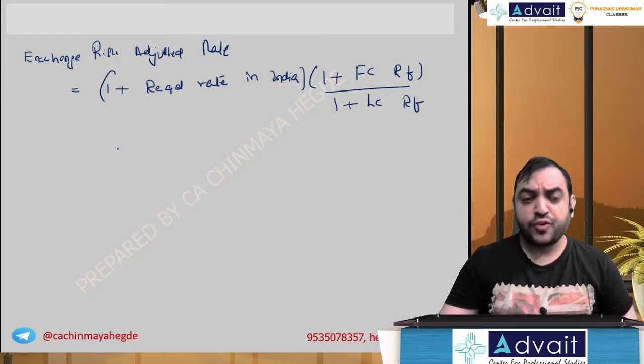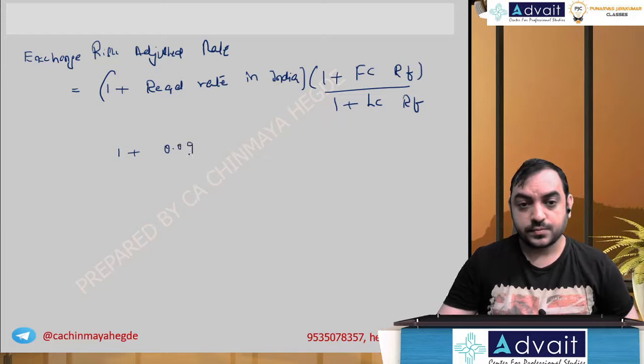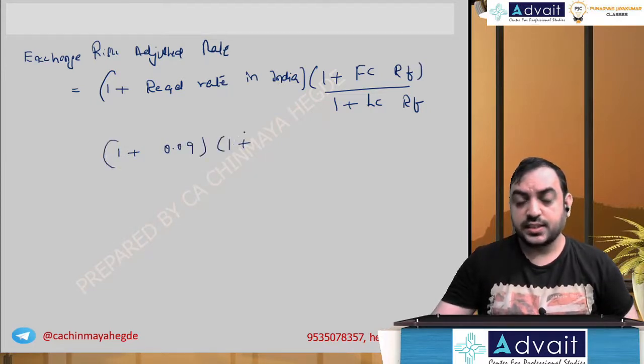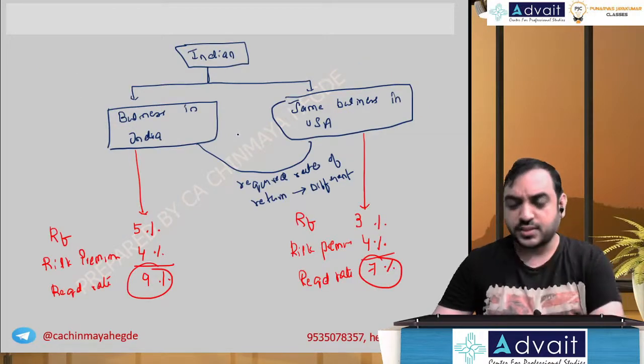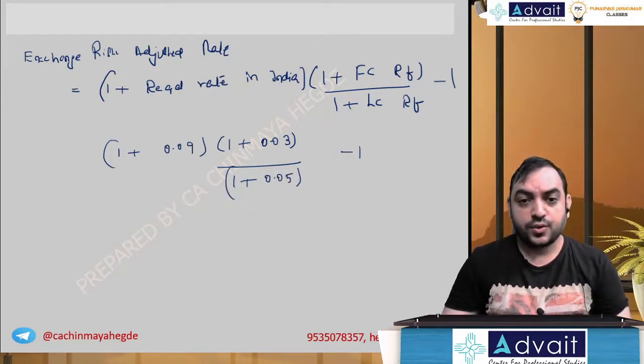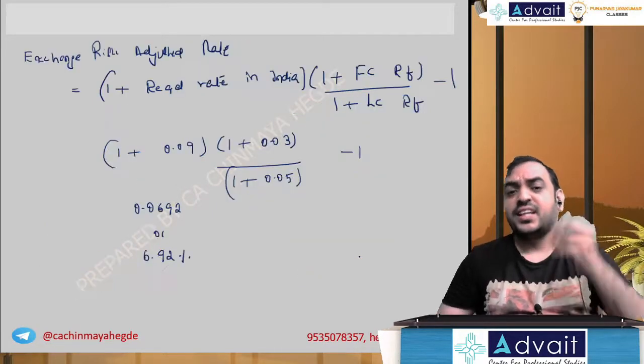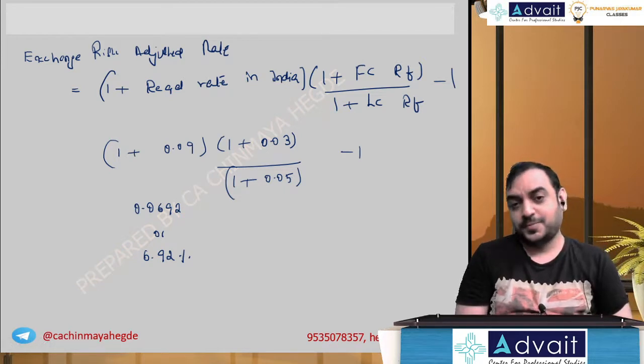So in this example, if you apply, 1 plus required rate in India is 9%, that is 0.09, into 1 plus foreign currency inflation or interest rate, both are similar, risk-free rate. Foreign US 3%, so 0.03. Of course, you should do minus 1, divided by 1 plus local inflation 5%, local interest rate 5%, minus 1. So 1.09 into 1.03 by 1.05 minus 1. You will get 0.0692 or 6.92%. That is close to 7%, right? 7 there, 6.92. Why is it not equal? Mathematical model, multiplicative model.